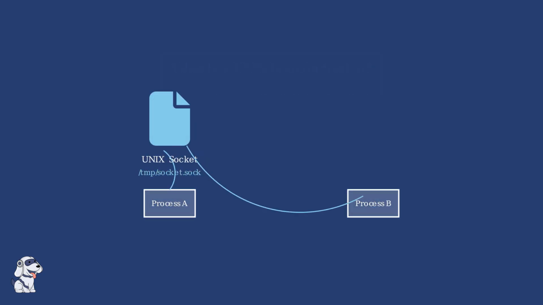Here's how it works. Instead of using network protocols, processes communicate through a special file in the file system. Process A writes to the socket file, and process B reads from it. This all happens locally on the same machine.